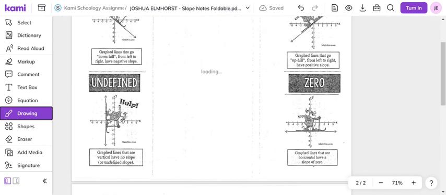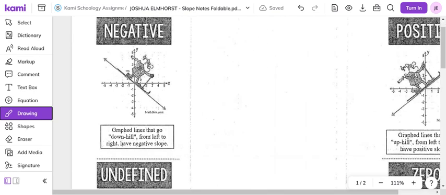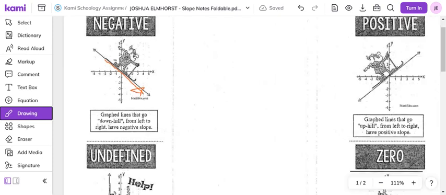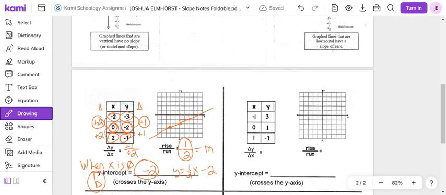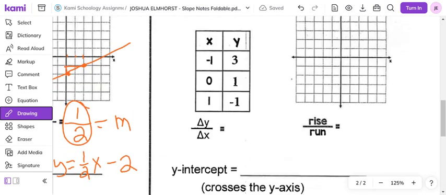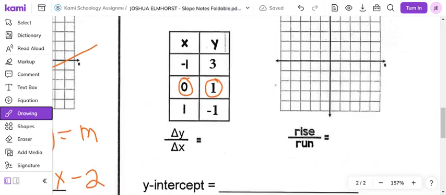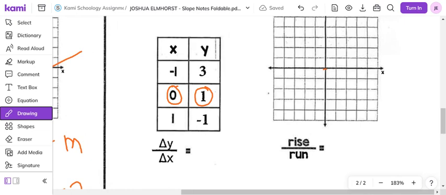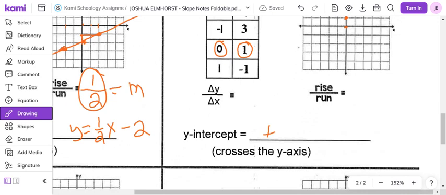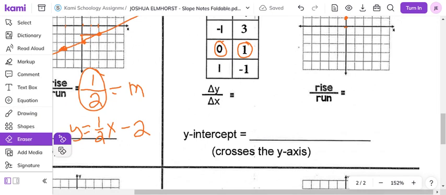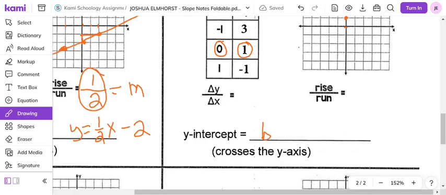All right, so now we can close that side, and we're going to go to the other side of the foldable. Now these negative slopes are going to look like they're going downhill from left to right. So starting from the origin, we take a look at where this line is starting out at. So when x is 0, y is 1. And that is our y-intercept. So let's put the symbol in there, +1.